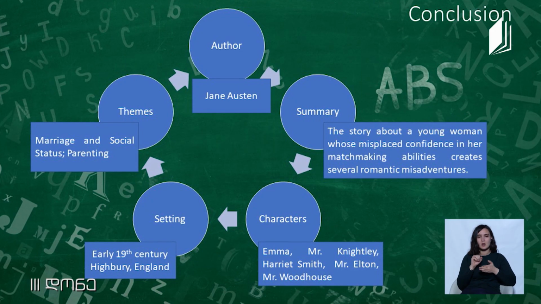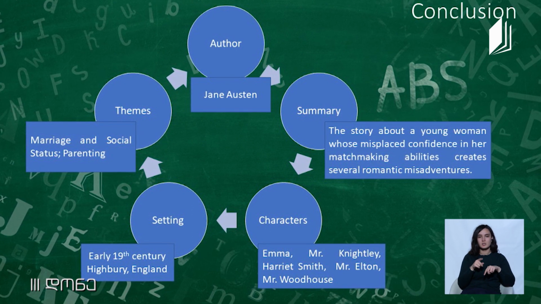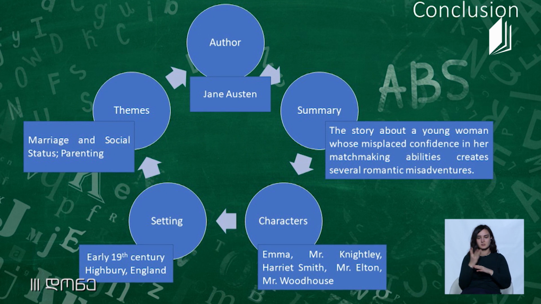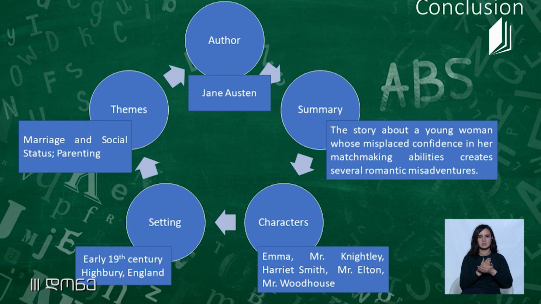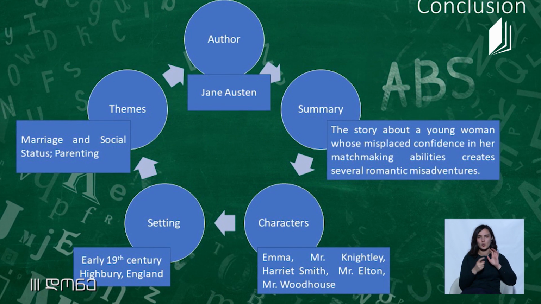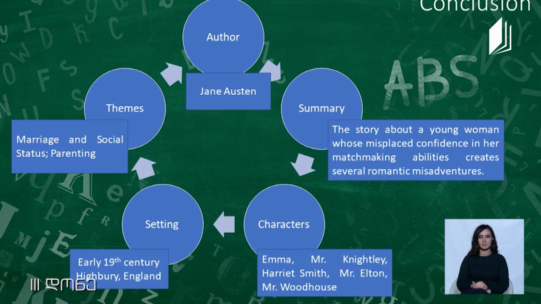There are so many more themes for you to discover in Emma, but we're just about out of time, so you'll have to do it on your own. For now, let's review what we learned. We talked about our author, Jane Austen. Then we moved on to the summary of Emma's many mistakes in matchmaking. We looked at some of our characters and the setting of early 19th century in Highbury, England, before finally talking about our two themes, marriage and social status, and parenting.